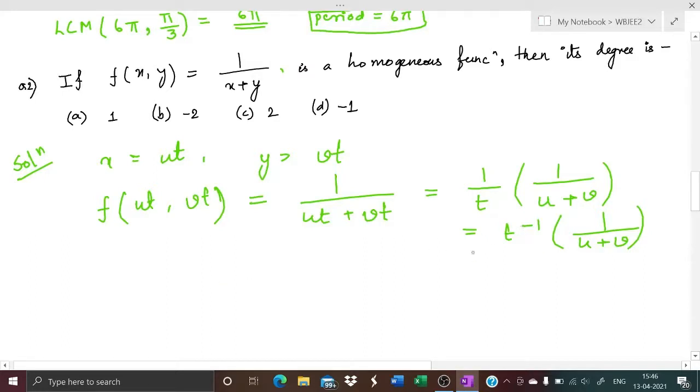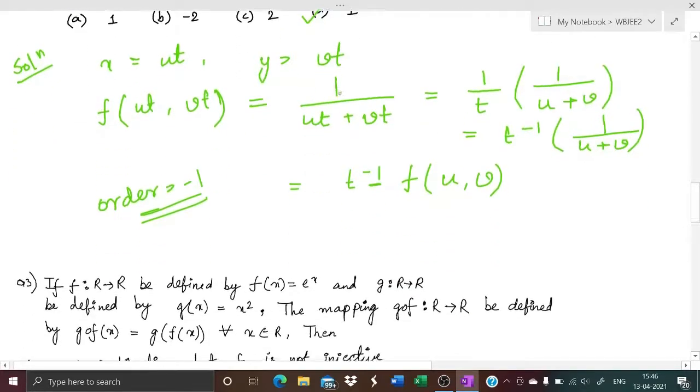So I have expressed this function as t to the power minus 1 f of uv. So I have expressed this function of the form t to the power n f of uv. So n is equals to minus 1 in this case. So the order would be equals to minus 1. Option D. Fine. Next question.